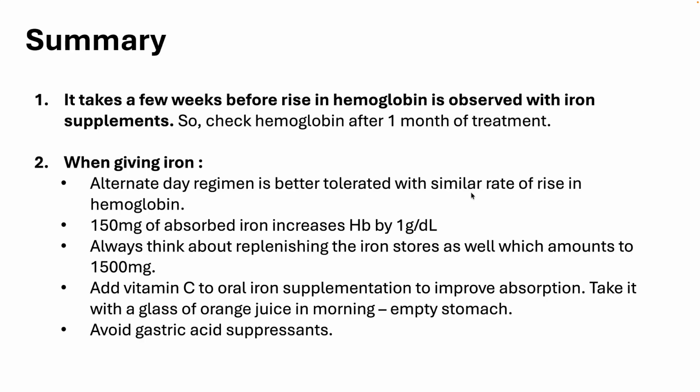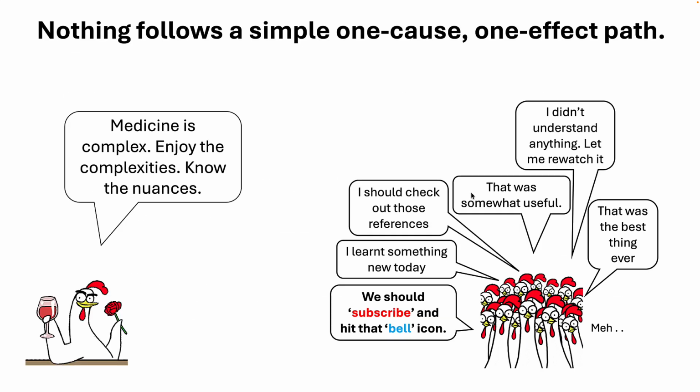Addition of vitamin C to oral iron supplementation helps improve absorption. So prescribe oral iron with a glass of orange juice in the morning and ask them to take it on an empty stomach, and avoid gastric acid suppressants.